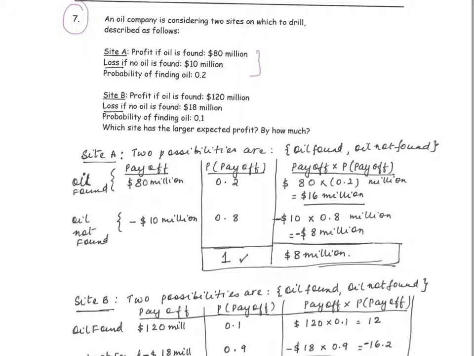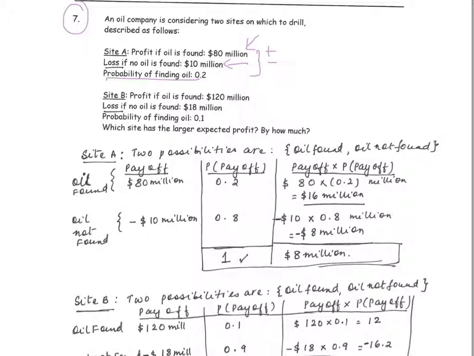For site A, the profit if oil is found is 80 million and the loss if no oil is found is 10 million. So a loss is negative, a profit is positive. The probability of finding oil is about 0.2. So we need to figure out the expected profit in this case. In each case, we're going to figure out the expected profit for the company.